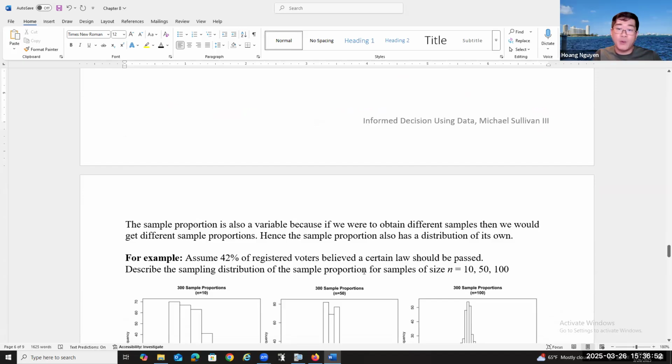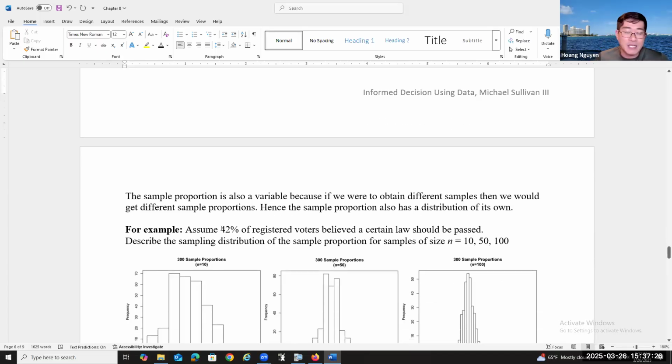Which means that if we were to obtain a different sample, then we would get a different sample proportion. So therefore, the sample proportion also has a distribution of its own, right? So you're going to repeat the same kind of question with another group of people, and we're going to get a different sample proportion. We're going to repeat that process over and over, so you're going to get different values for the sample proportion. Let's see what the general answer is that we might have at the end, right?